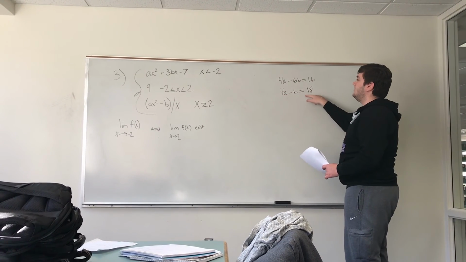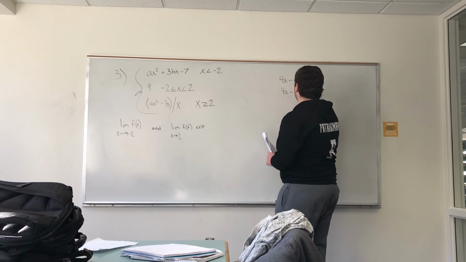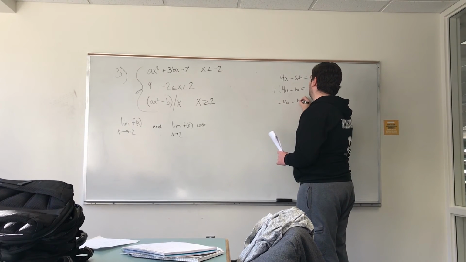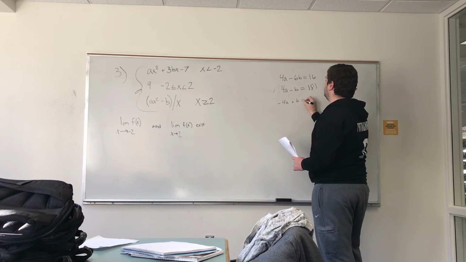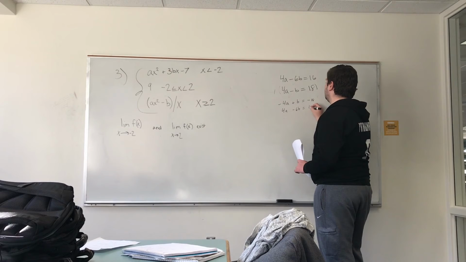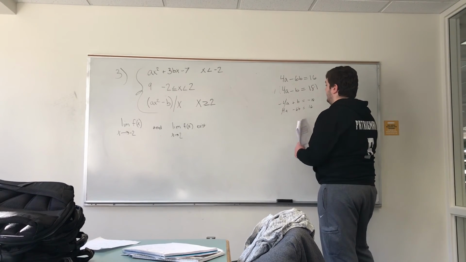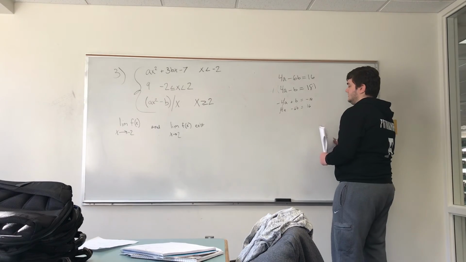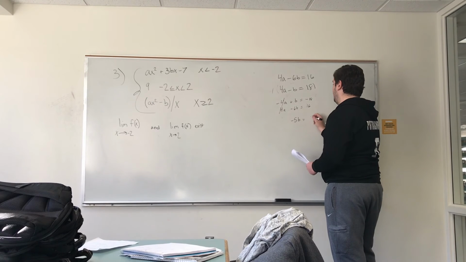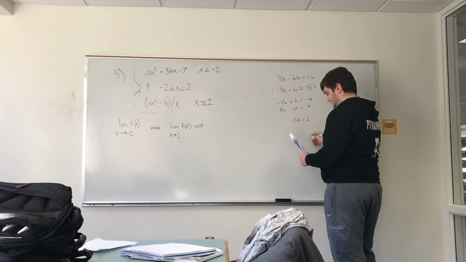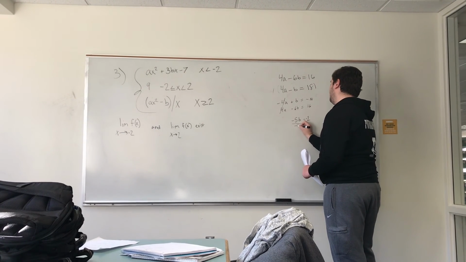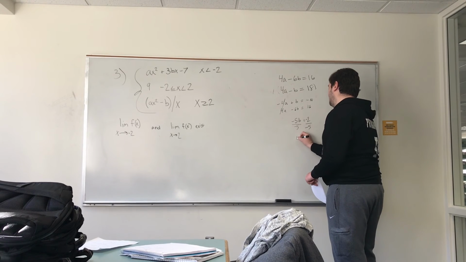Alright, so I'm going to multiply the bottom by -1 to get our a's to cancel out. So I put -4a plus b equals -18. And we have our 4a minus 6b equals 16. These cancel. A positive b minus 6b would be -5b. A -18 plus 16 would be -2. Divided by -5, our b term is equal to 2/5.